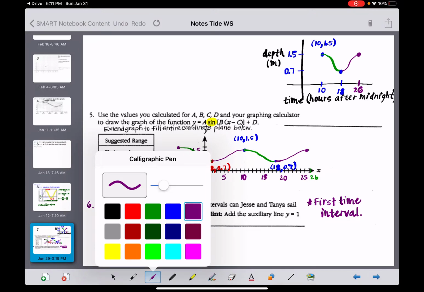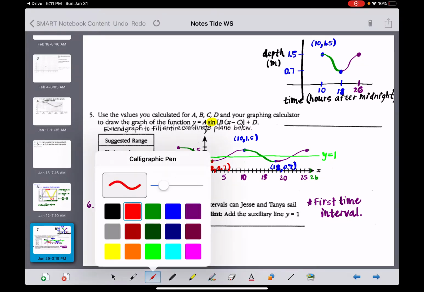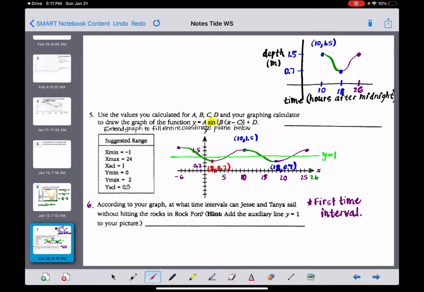So the idea is that they have to have 1 meter of water. Remember, the y-axis is meters. So 3, 6, 9. So just above here would be 1 meter of water. So if we drew in this auxiliary line at y equals 1, we know that at midnight they are below that auxiliary line. Okay, you can't really tell where it is. You could find it on your calculator, but they're below the 1 meter line.